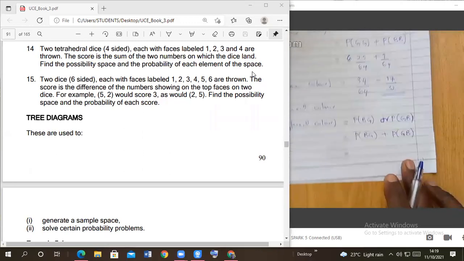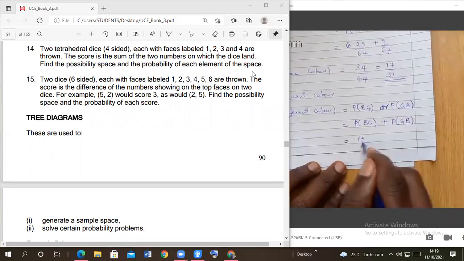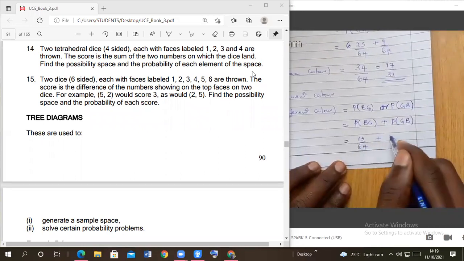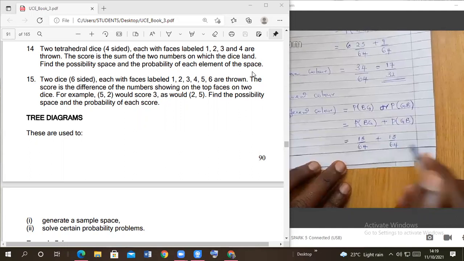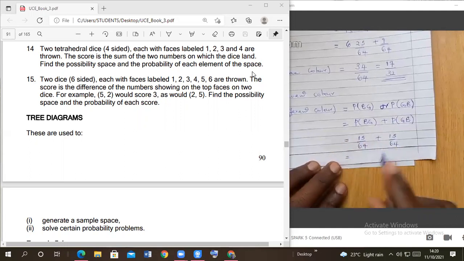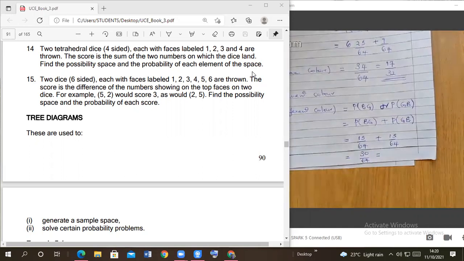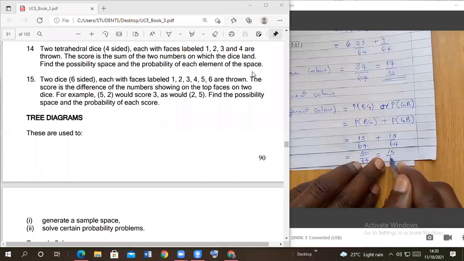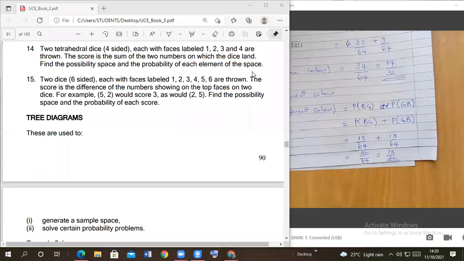But what was the probability of getting the two? It was 15 out of 64 plus 15 out of 64. So when you add this one, what do you get? You get 30 out of 64. If you simplify, 30 divided by 64, you get 15 out of 32. Are we together?